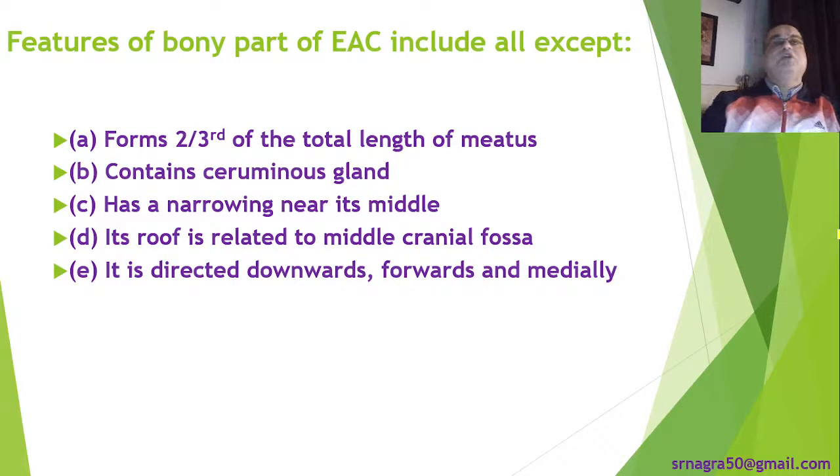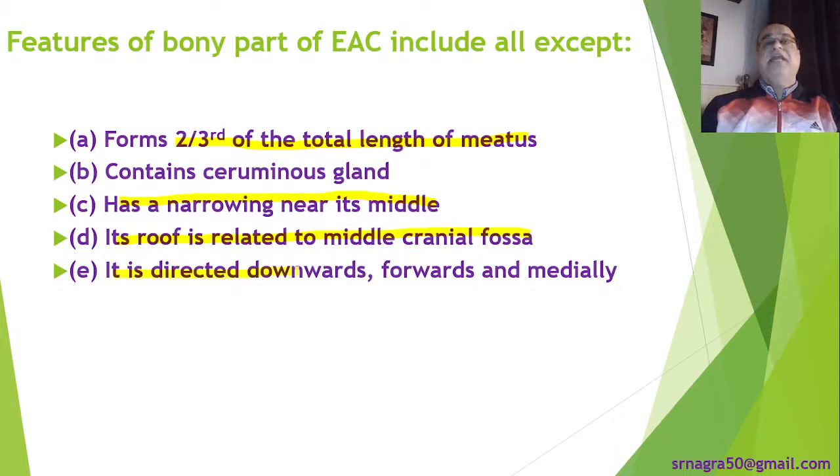Again, the features of the bony part of the external auditory canal include all except: it forms the 2/3 of the total length of the meatus. Yes, it is larger than the cartilaginous portion, roughly 16 mm as compared to 8 mm of the cartilaginous portion. It has a narrowing near its middle. Yes, I will come to that in a bit. It is called the isthmus. Then its roof is related to the middle cranial fossa.